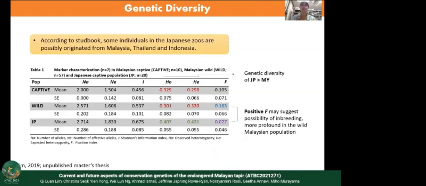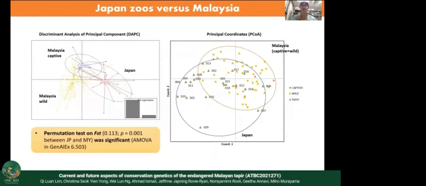Both the DAPC and PCoA plots did not show a distinct isolation between the populations. But nonetheless, the two populations in Peninsular Malaysia and Japan were genetically low to moderately differentiated based on the FST value. I'd like to note that the results should be carefully interpreted due to the presence of kinship relationships and low numbers of both the Japanese samples and the markers.